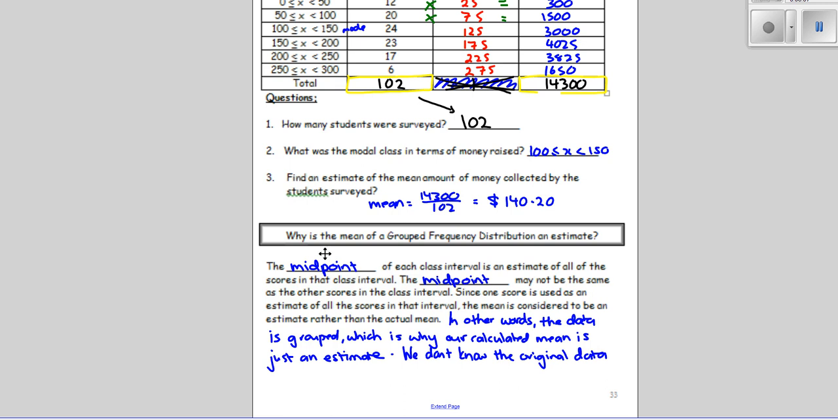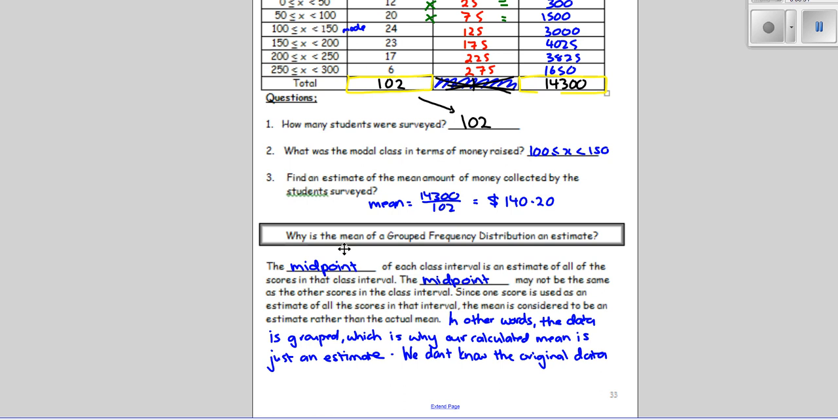Just a little discussion point: why is the mean of a grouped frequency distribution table, when the data's in groups, an estimate and not necessarily the real mean? Because you don't know the exact number? Yeah, you don't know exactly what the list of data was. You just know that there were 24 numbers between 100 and 150. But all 24 of those numbers could have been 105, or they could have been all different numbers. We don't know.